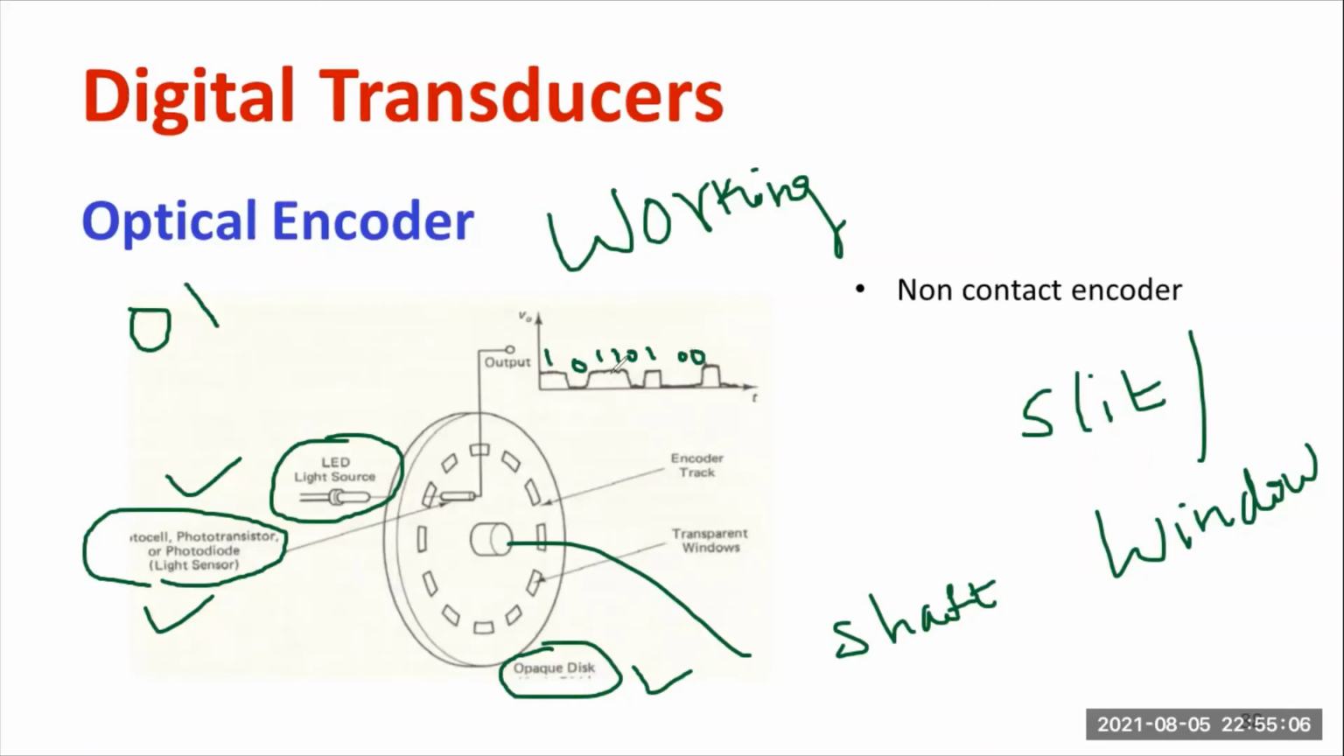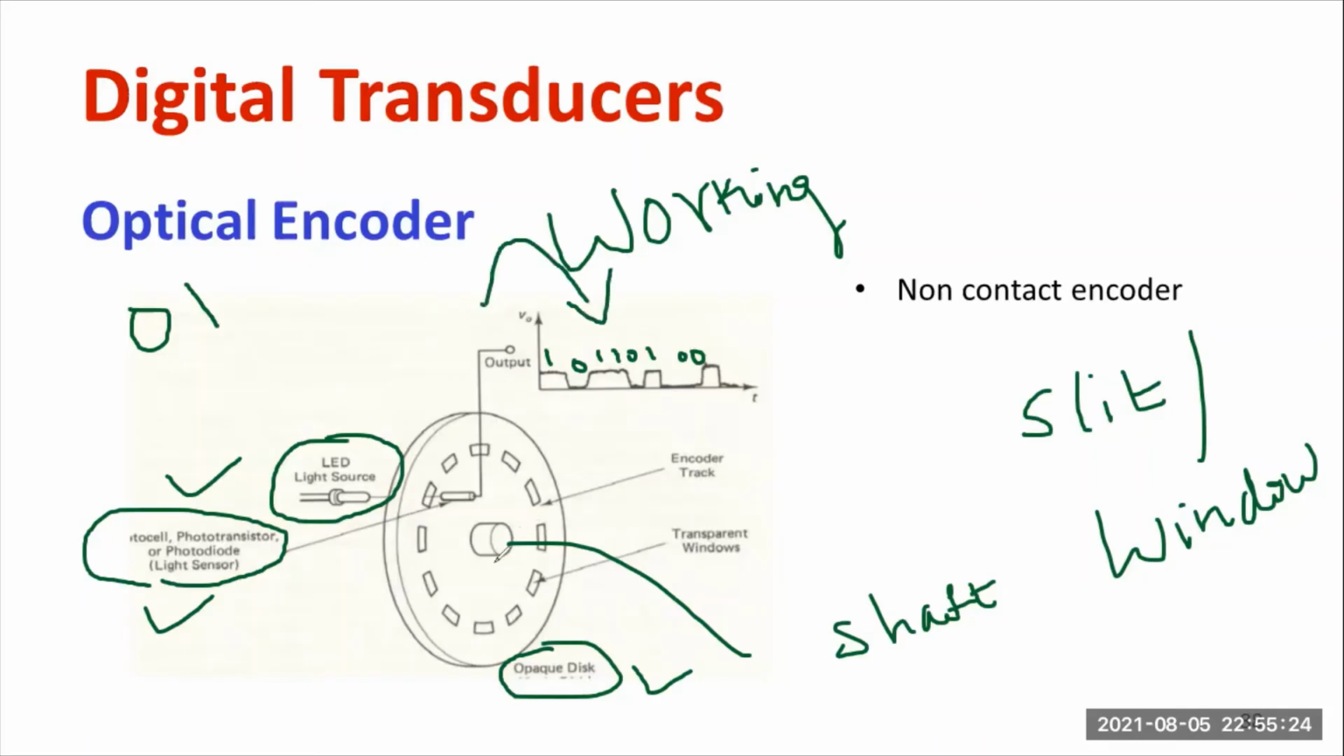Suppose the shaft speed is very fast, then the sample rate of the digital output is also high. Likewise, you can measure different types of parameters. If no output, it means 0; if any high output, it means 1. Likewise, you can get the output. So I have mentioned the output in this manner.